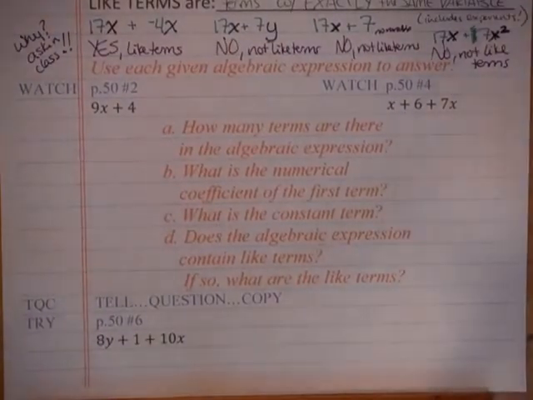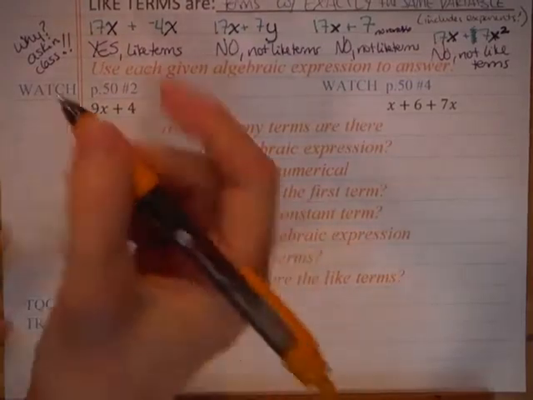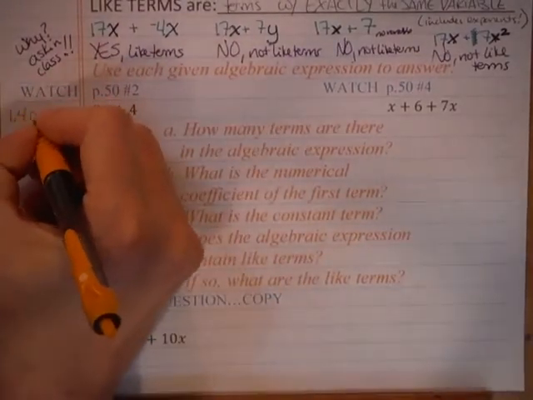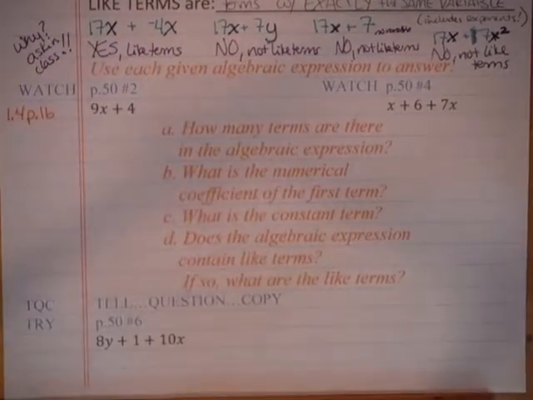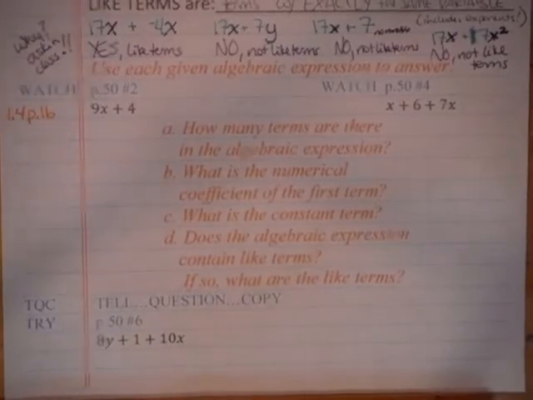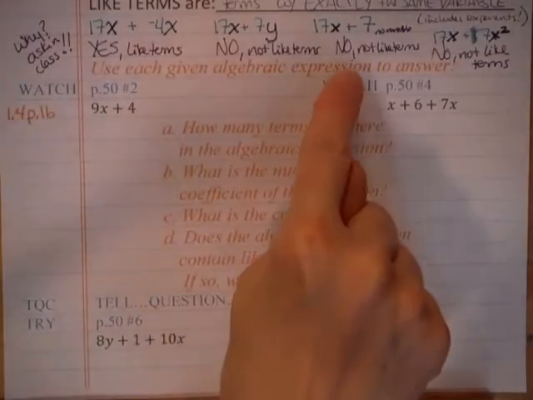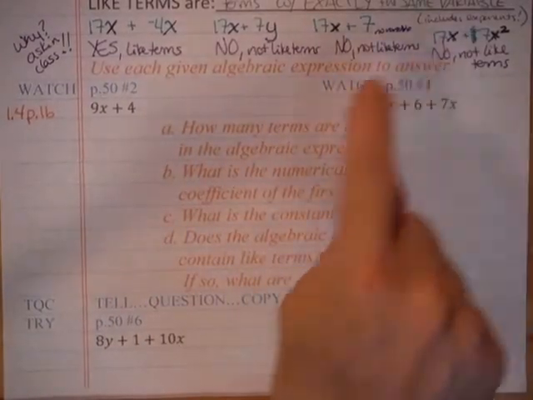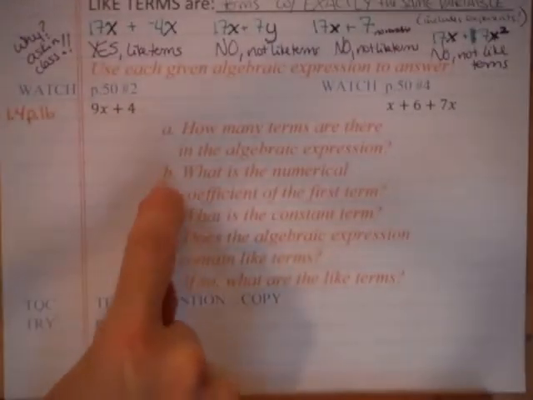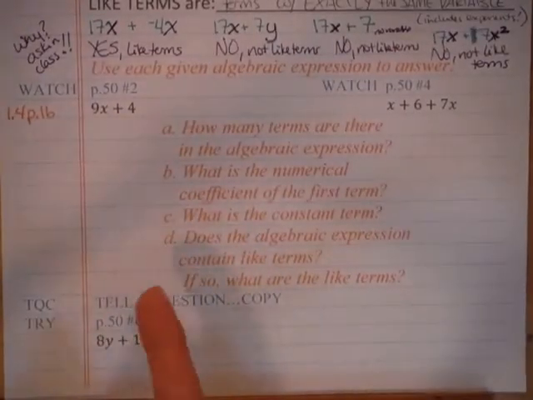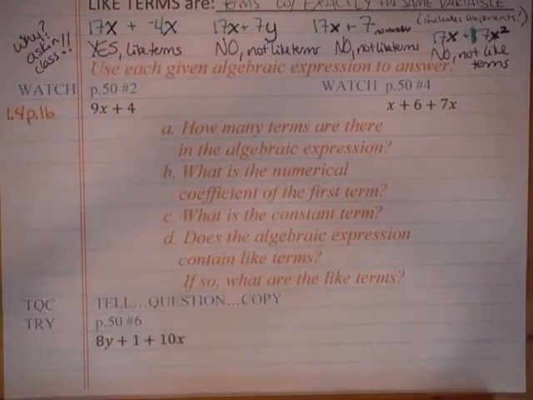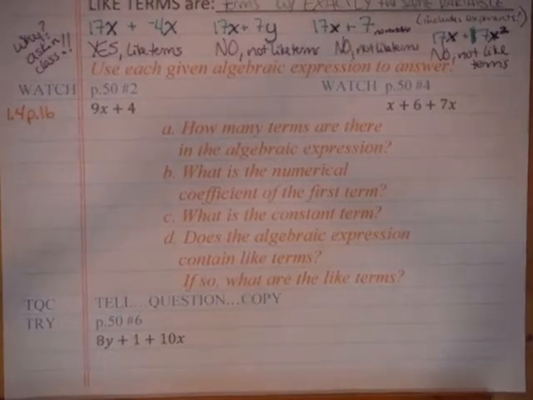We're in section 1.4. We're at the bottom of page 1 for the notes. The instructions for these examples are: use each given algebraic expression to answer the following questions. So they're going to give you an expression, meaning there's no equal sign. Then you're going to answer these 4 questions, and it has to do with the terminology that we were just looking at at the top of the page.